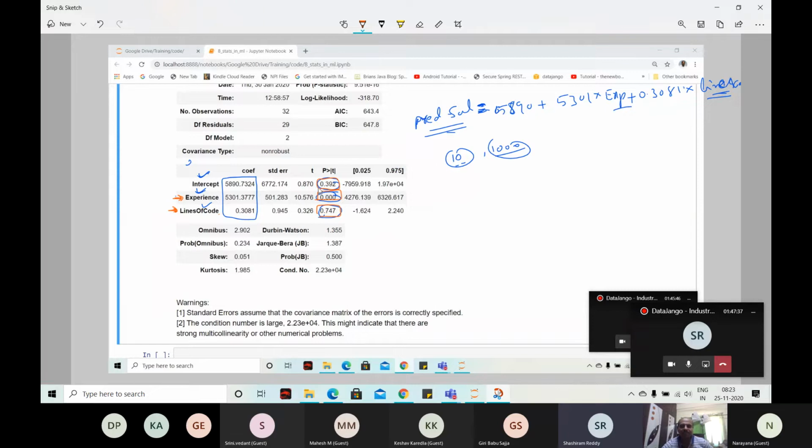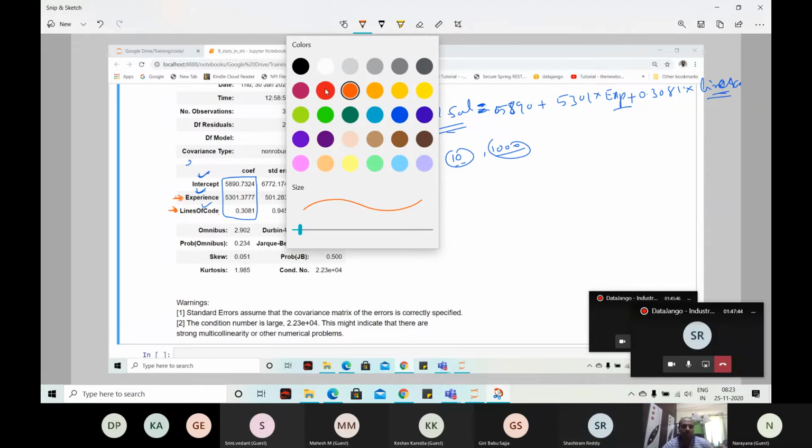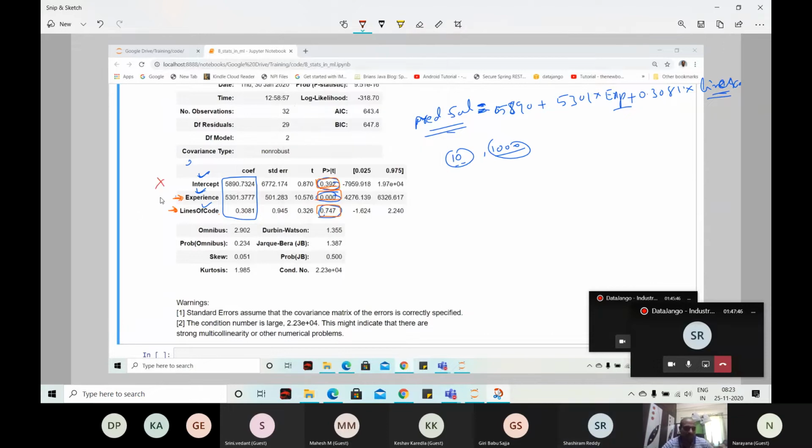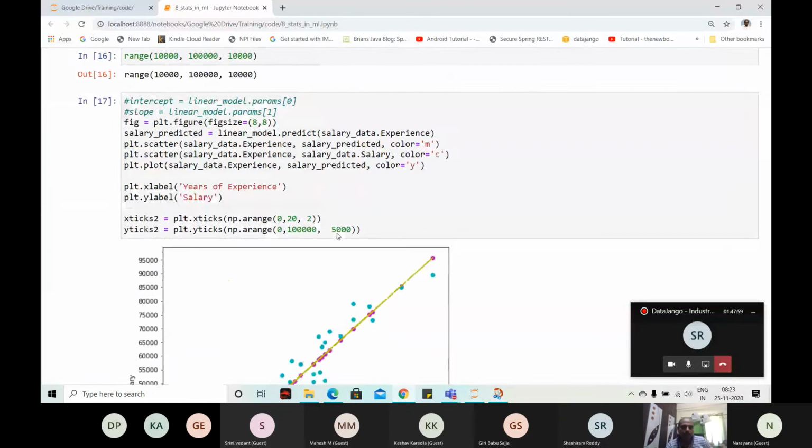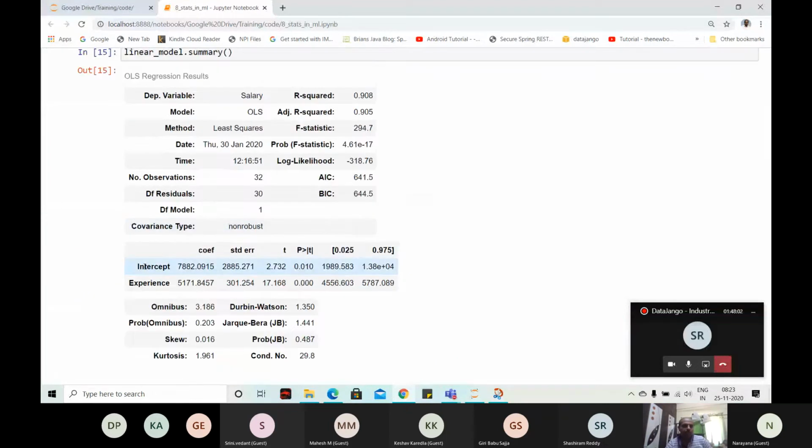What about intercept? That is more than 0.05. So these two are not important. Intercept and lines of code are not important. Experience is important, this particular model is saying. But in the previous model, if you look at the above model, it is saying intercept is also important. Experience and intercept both are important. Do you agree? Because p-value is less than 0.05.